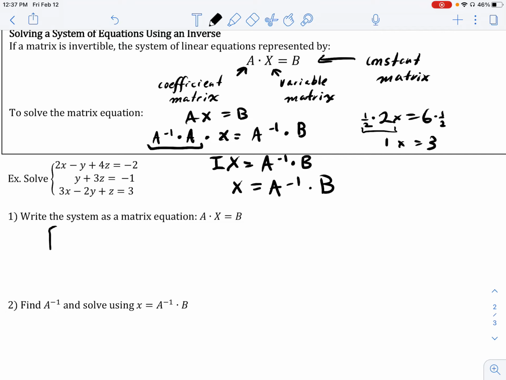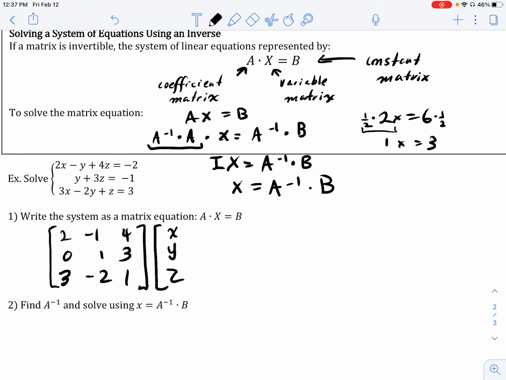So first off, let's write our coefficient matrix, which is going to be 2, -1, 4, 0, 1, 3, 3, -2, and 1. Then we're going to multiply it by our variable matrix, which means we're going to have a single column with X, Y, and Z. And all of this here is equal to our solution or our constant matrix, which is -2, -1, and 3.